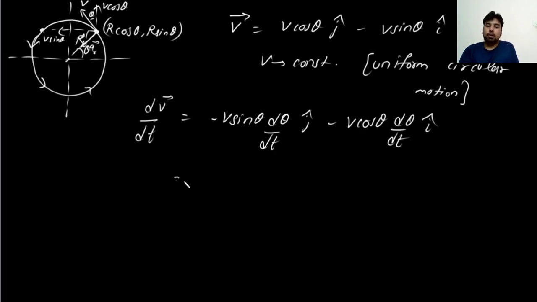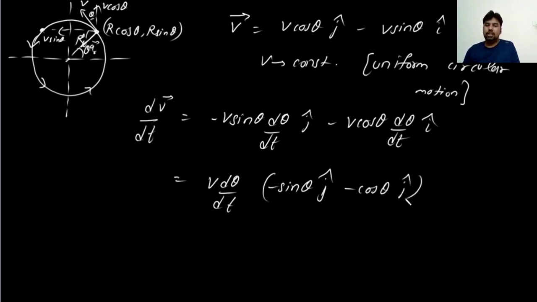Okay. What is common here? v is common. d theta by dt is common. What are we left with? We are left with minus sin theta j cap minus cos theta i cap. Now you can clearly see, so this is minus cos theta i cap. You can clearly see that this vector, this unit vector is what?